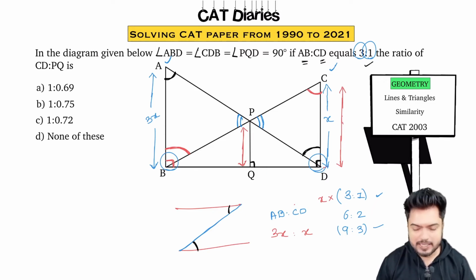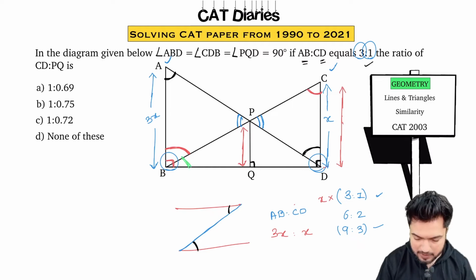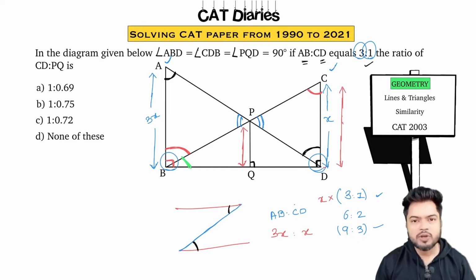Both are 90. At the same time, this angle, which if I just put it here in green, this angle will be equal. Why? Because it's a common angle. It's the same angle, one and the same. CBD is equal to PBQ. It's one and the same angle, right? So it has to be the same. So I proved that for triangle PQB and triangle CDB, two angles are equal. If two angles are equal, which means these two are similar.